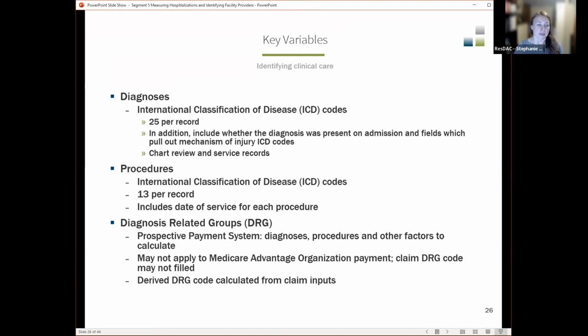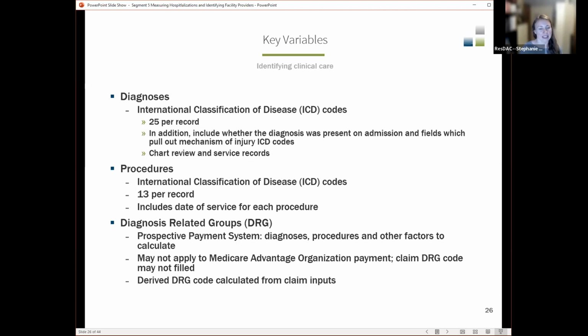And then just remember that you can find chart reviews that will have diagnosis codes that could possibly add to a record as well, if that's something that you're interested in adding, which is a question mark depending on your goals. There are DRG variables, again, on the encounter data.